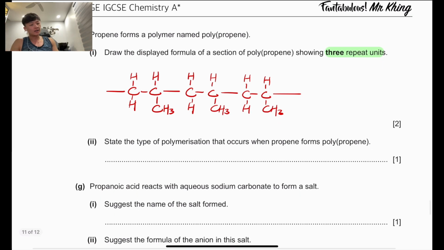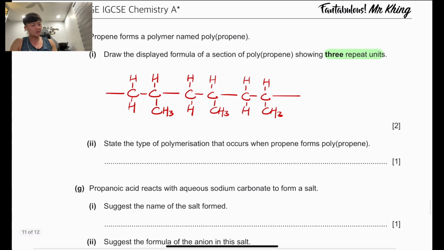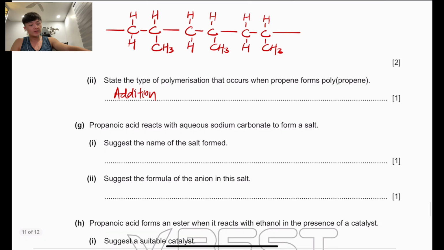Okay. Next one, state the type of polymerization that takes place. So what is this called? It is called addition polymerization. Only alkene can undergo addition polymerization. Okay, next.